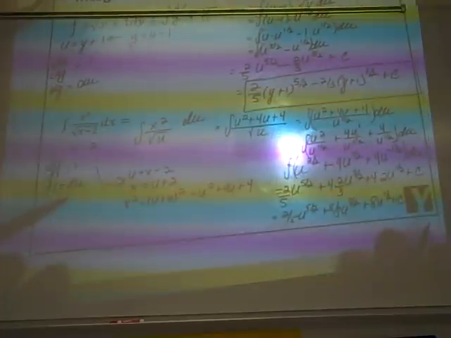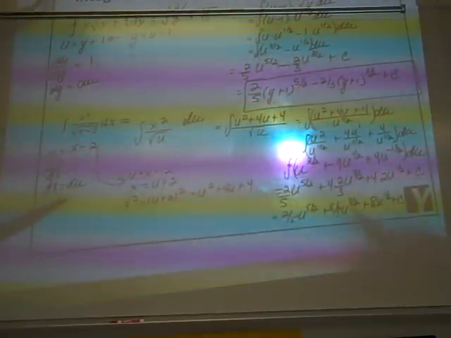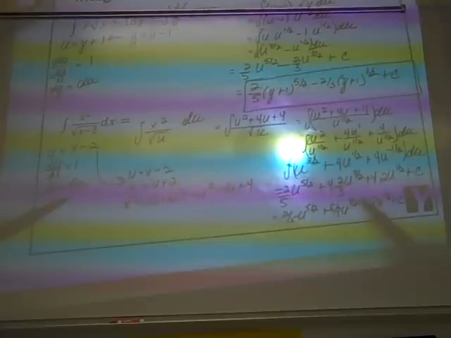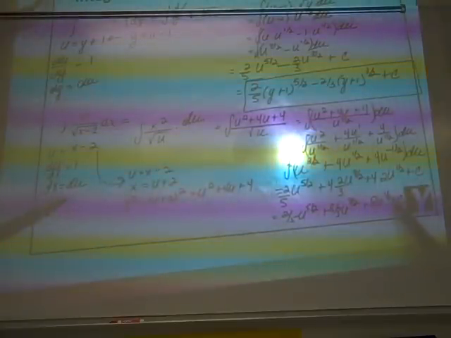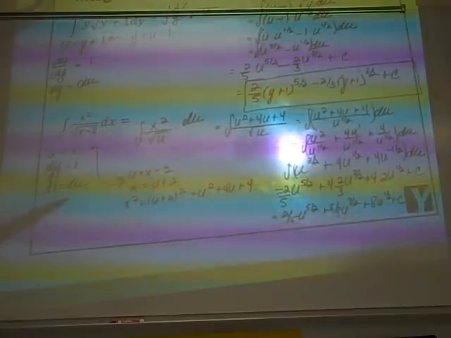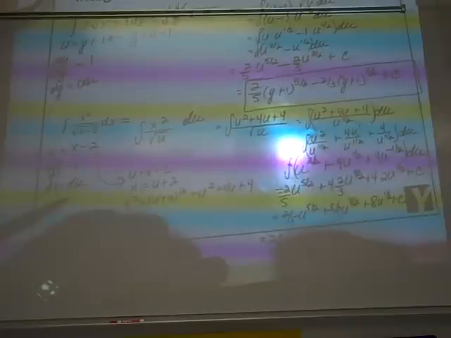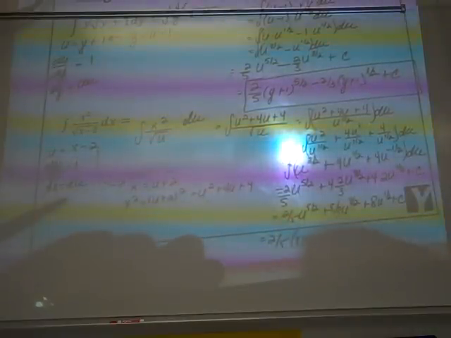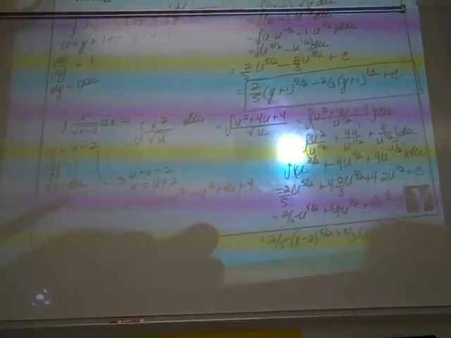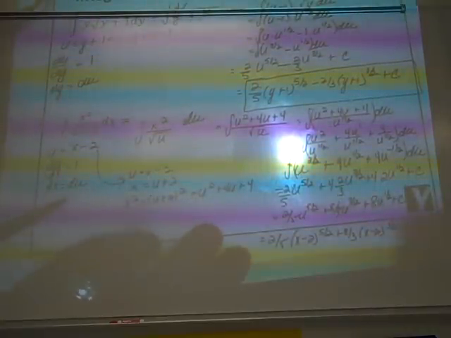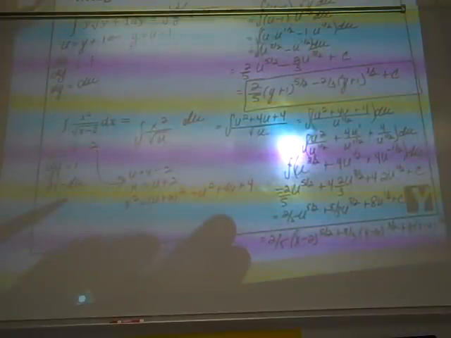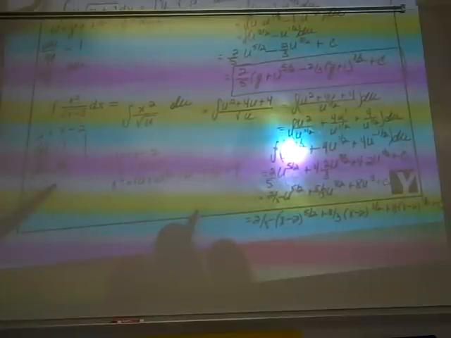Ooh, I'm off the screen. So that last line was 2/5 u to the 5/2 power plus 8/3 u to the 3/2 power plus 8u to the 1/2 power plus c. Go back, rewrite all of your u's in terms of x, and you are going to get 2/5 (x minus 2) to the 5/2 power plus 8/3 (x minus 2) to the 3/2 power plus 8 times (x minus 2) to the 1/2 power plus c.